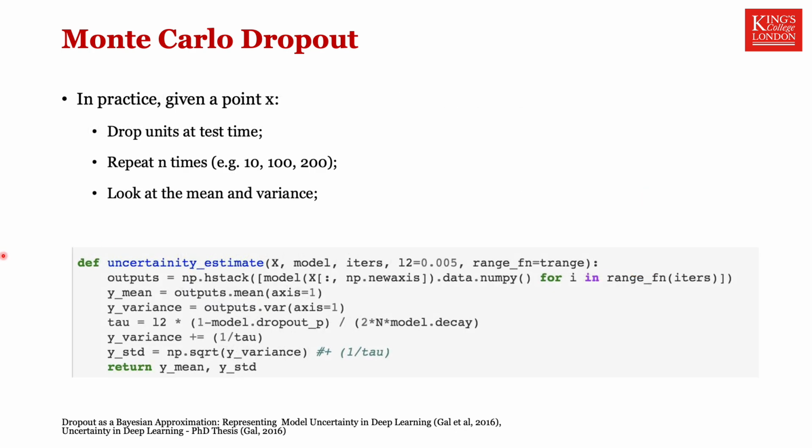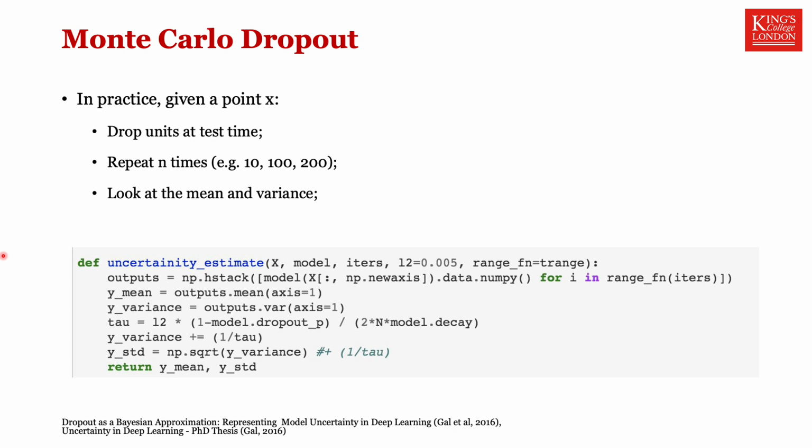So in Monte Carlo dropout sampling, in practice, what you do is you give a point or an image or some data vector x to a neural network, and you're going to apply dropout at test time. So you're going to drop units at test time. You do this n times, and n is just dependent on how much computational budget you have. The more you do normally, the better, but obviously it's going to take forever. And you look at the mean and the variance of those predictions.